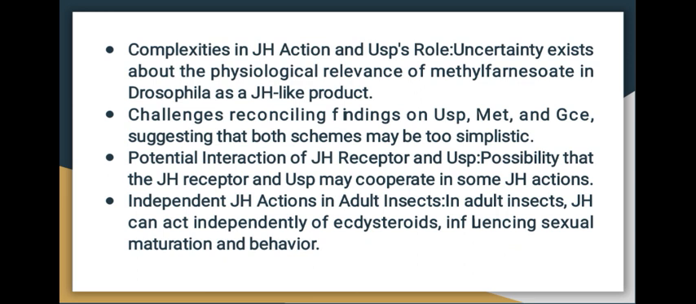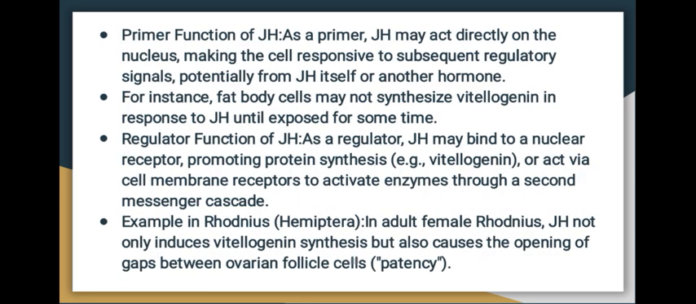Potential interaction of the JH receptor and USP. There is a possibility that the JH receptor and USP may cooperate in some JH actions. Independent JH actions in adult insects: JH can act independently of ecdysteroids, influencing sexual maturation and behavior. JH stimulates a protein kinase activating an ATPase in the cell membrane, resulting in osmotic challenges, cell shrinkage, and the appearance of spaces between cells.